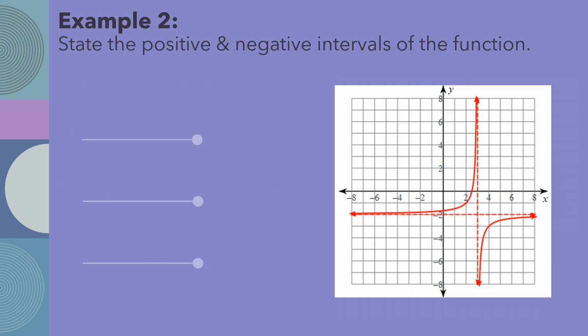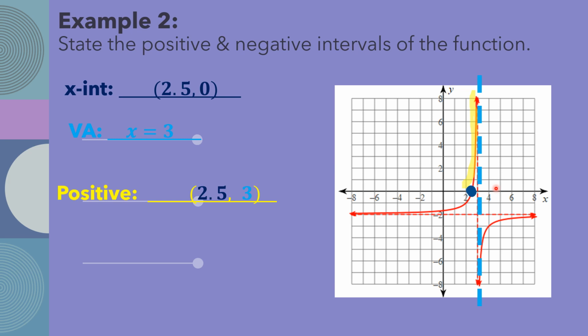All right, number 2, again, determine positive and negative intervals. So we need to determine our x-intercept. We're going to estimate this one to be at about 2.5. And then our vertical asymptote is at x equaling 3. So we're going above the x-axis. That only occurs in this little section between the x-intercept and the vertical asymptote from 2.5 to 3.